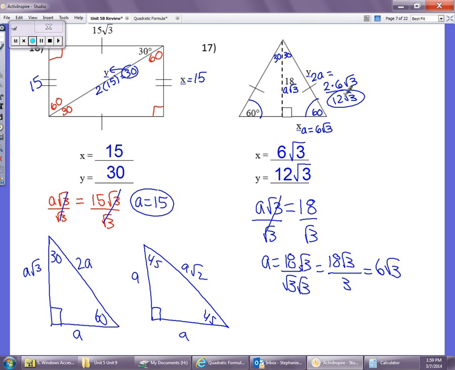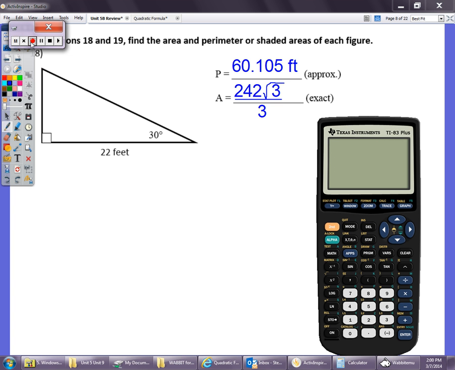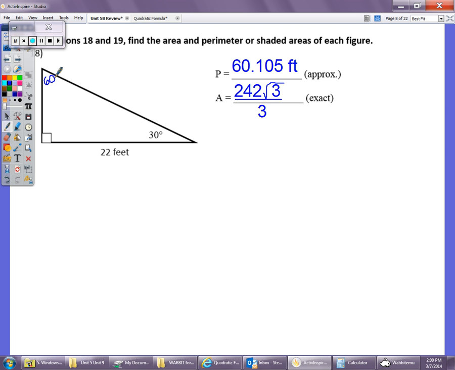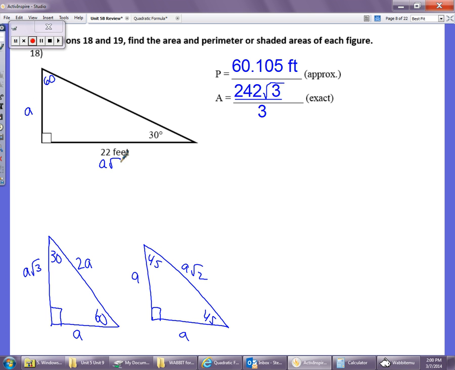Alright, now we're going to look at 18 and 19, and that will conclude this video. 18 asks for the approximate perimeter, and it's going to also ask for the exact area. Alright, so again, this is a 30, 60, 90. So if you remember in a 30, 60, 90, across from 30 is going to be a, across from 60 is a radical 3, and across from the 90-degree angle is 2a. So that means the value of a radical 3 is equal to 22.